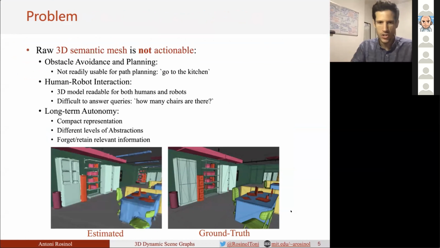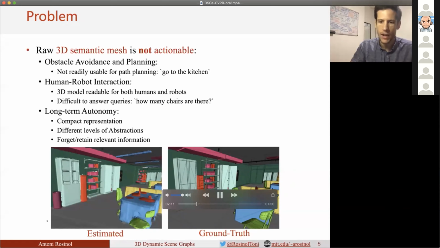In this talk, I will focus instead on how we turn the raw 3D metric semantic mesh into an actionable 3D representation. In particular, we want our new representation to solve a set of problems, or at least to make them easier to solve. First, we want our representation to allow for path planning queries that are semantically meaningful, such as commanding a robot to go to the kitchen. Such a command not only requires knowing where the kitchen is, but also, if the scene is very large, it requires an abstraction, such as a topological map, to be able to plan efficiently a collision-free path to that room.